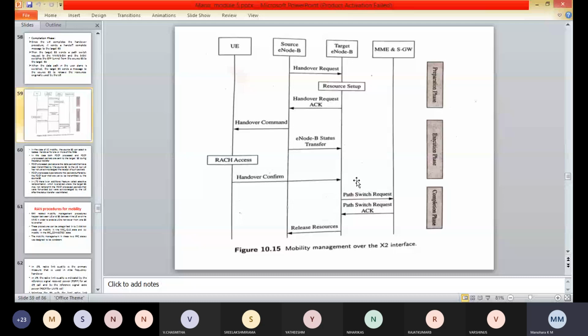In the completion phase, once the user equipment completes the handover procedure, it sends the handover completion message to the target E node B. Then the target E node B will send a path switch request to the MME and the serving gateway, and the serving gateway will switch the GTP tunnel from the source E node B to the target.